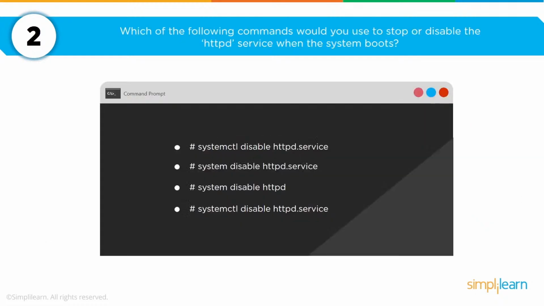So you will also be asked some questions such as the following. Which of the following commands would you use to stop or disable the HTTP service when the system boots? And you'll typically get 4 responses: hashtag systemctl disable httpd.service, or is it system disable http.service, system disable httpd, or the final option, which is systemctl disable httpd.service. Your answer should be the first one, which is hashtag systemctl disable http.service.